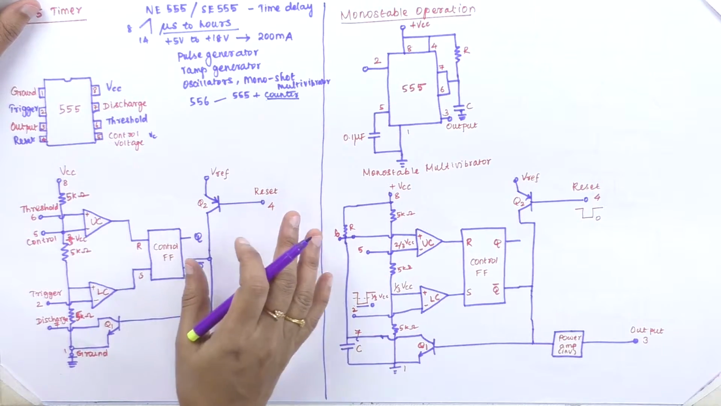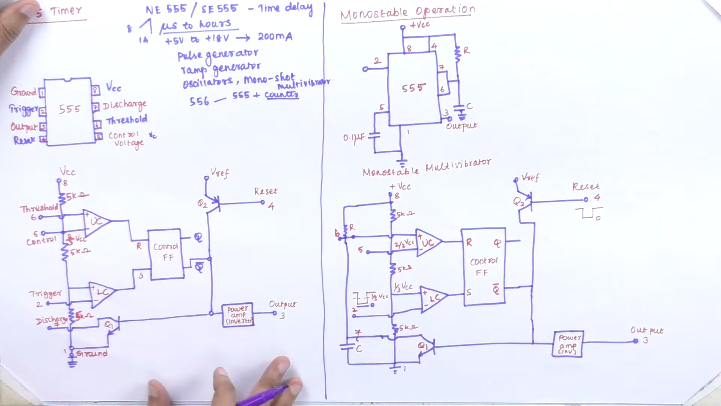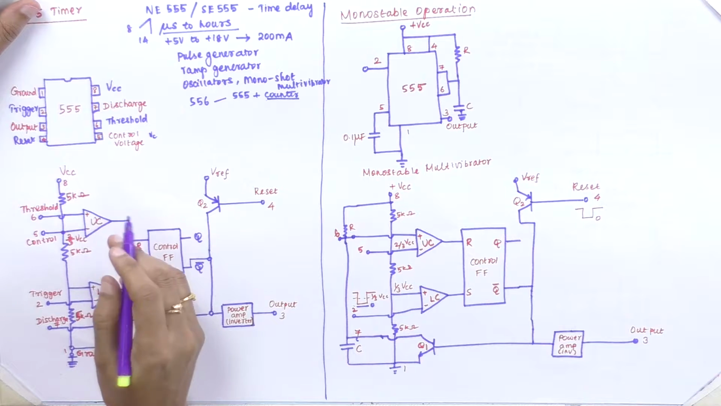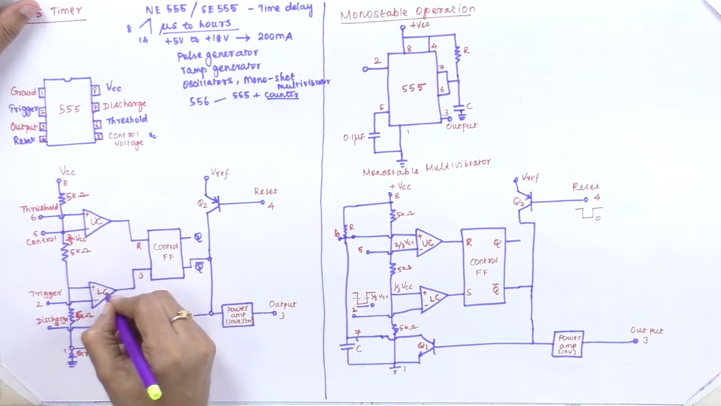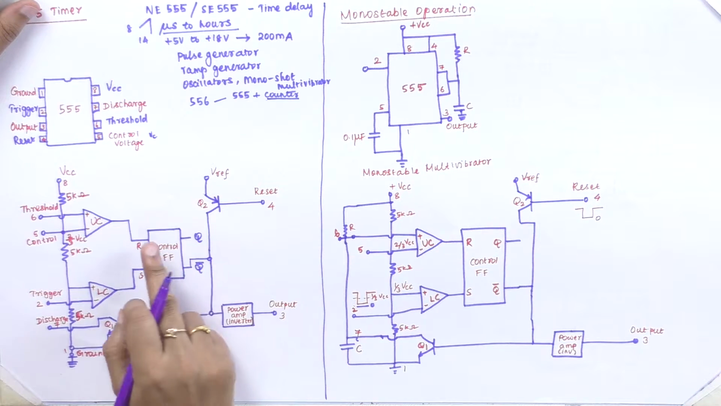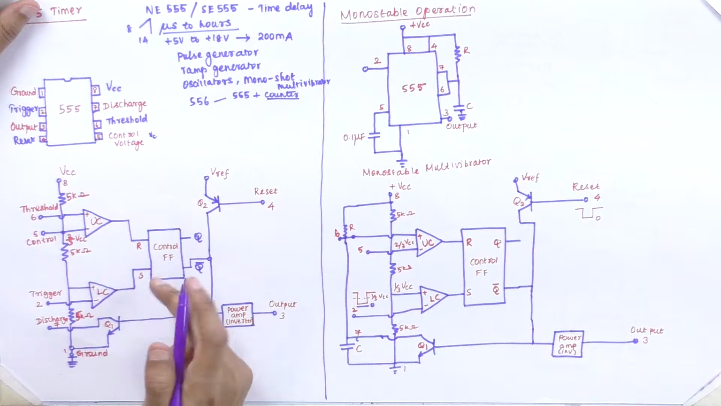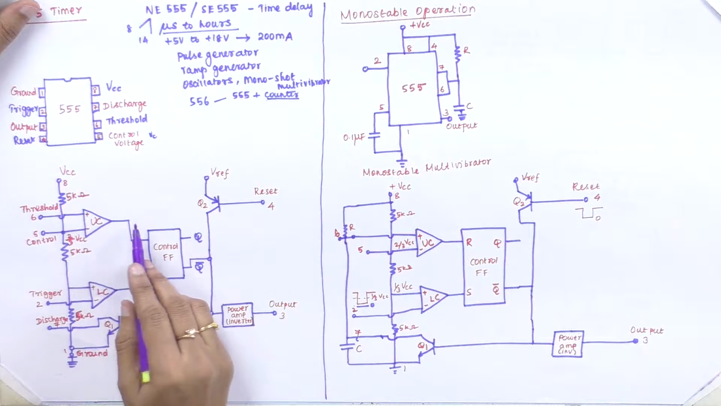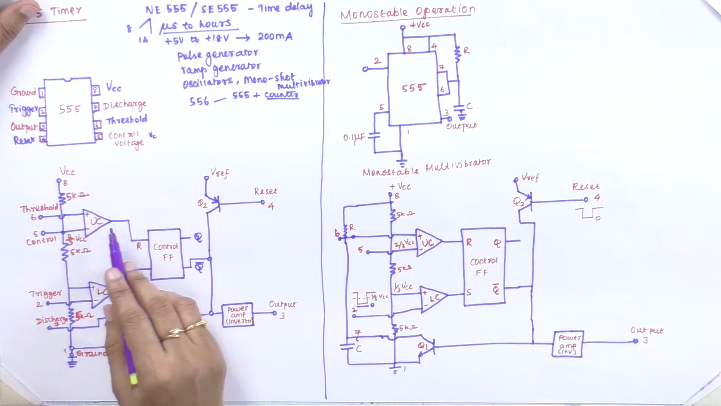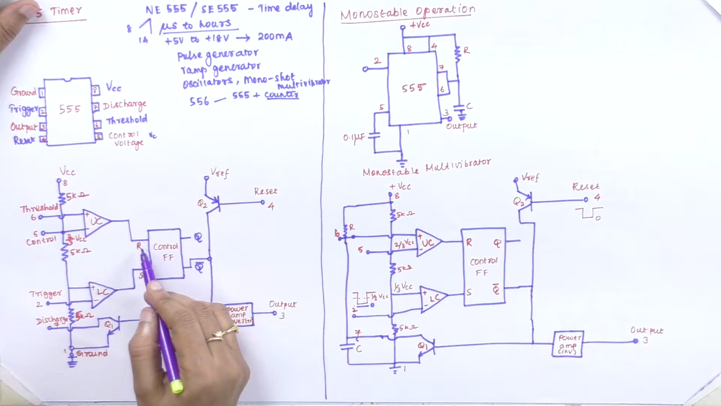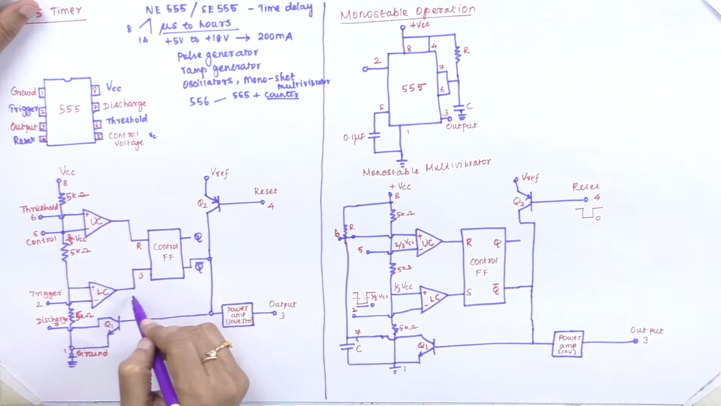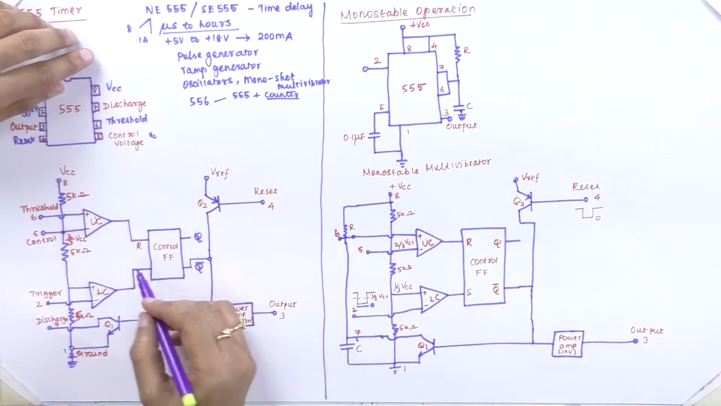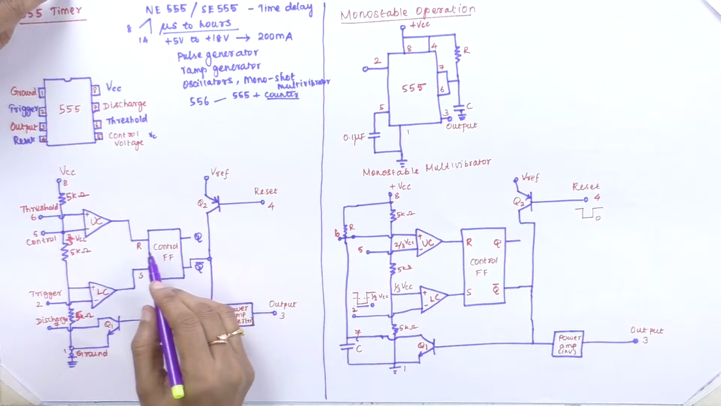Initially, let us see what components are present in this circuit. We have UC, an upper comparator, and LC, a lower comparator. Then we have a flip-flop, which is an SR flip-flop. The upper comparator output is given to the R terminal, and the lower comparator output is given to the S terminal. This S and R represent the set and reset conditions.